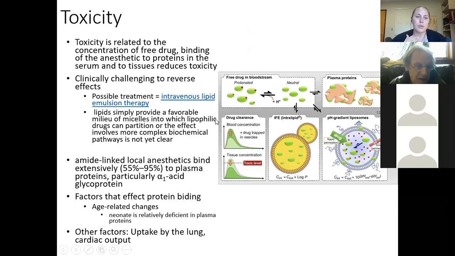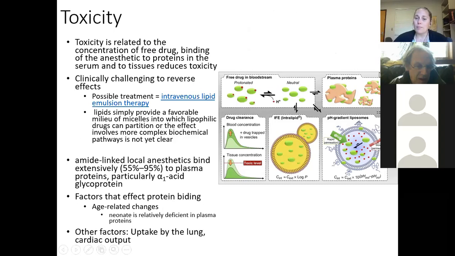Okay, so when we're talking about toxicity, we just finished talking about hypersensitivity, but toxicity is a different topic entirely. It's going to be related to the concentration of free drug, and the binding of anesthetics to proteins in the serum and the tissues to reduce toxicity.